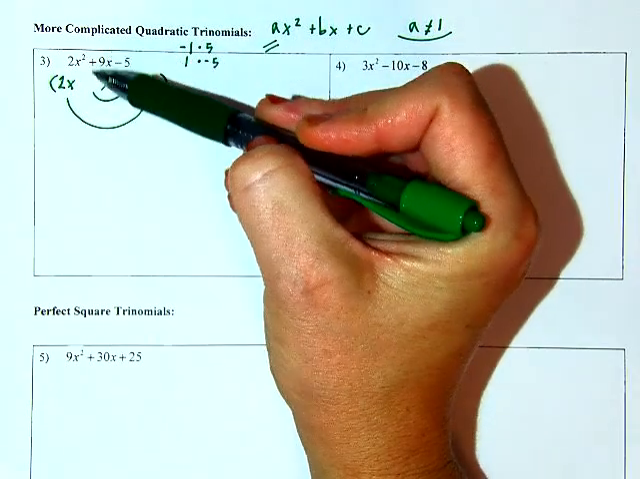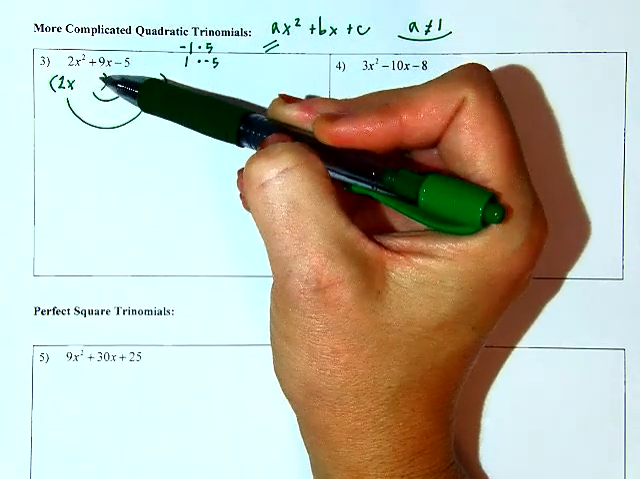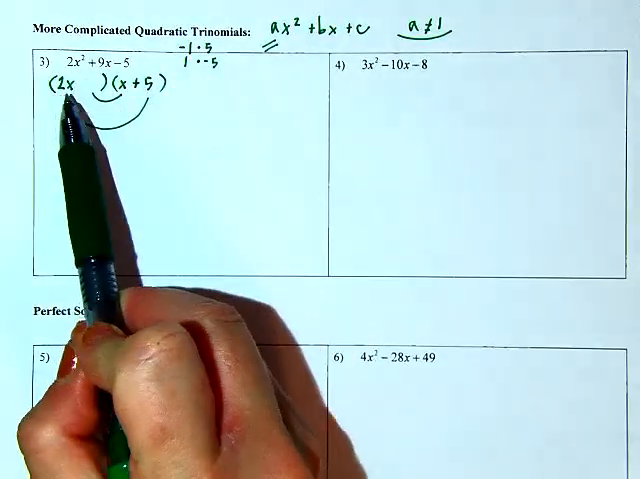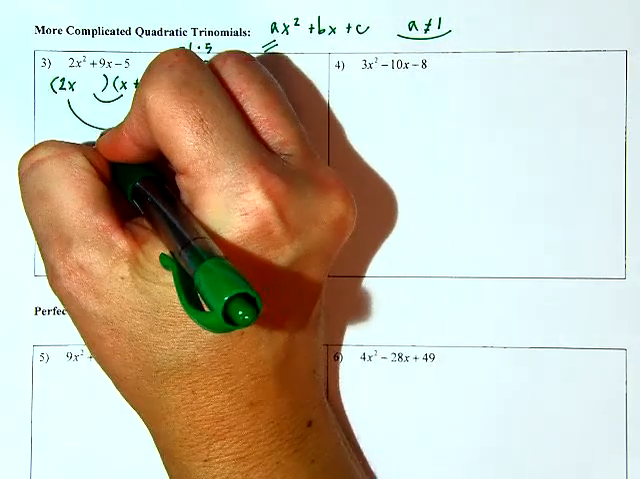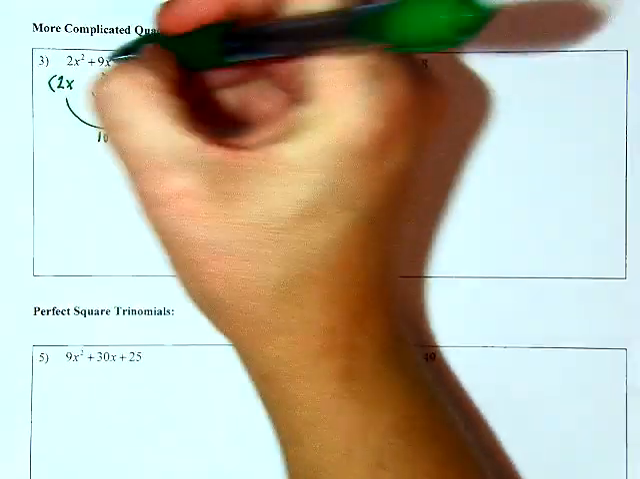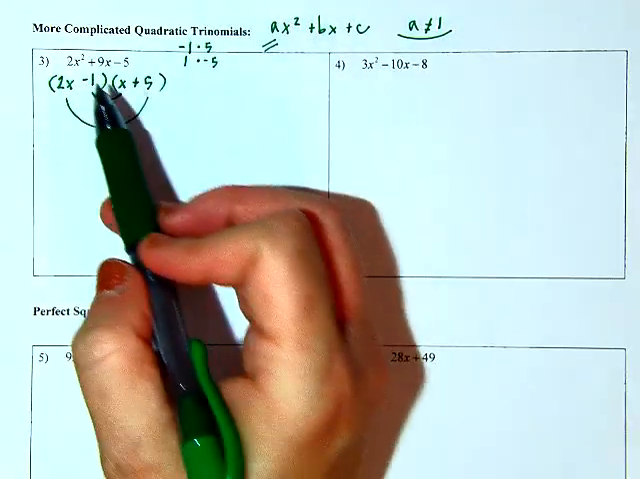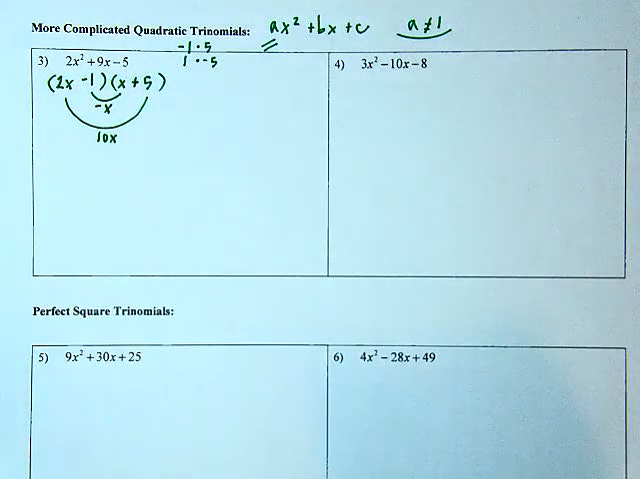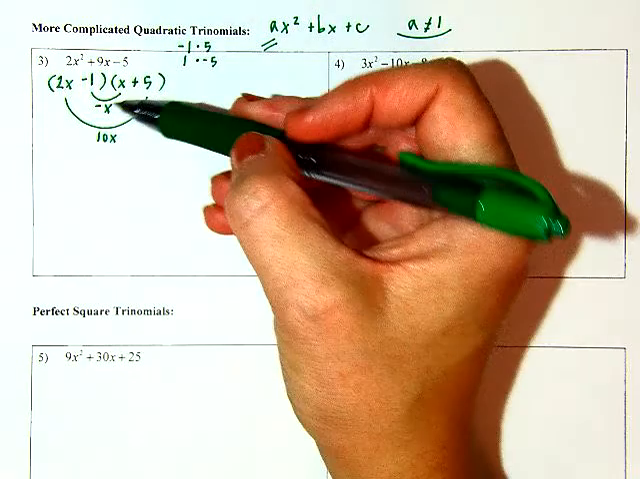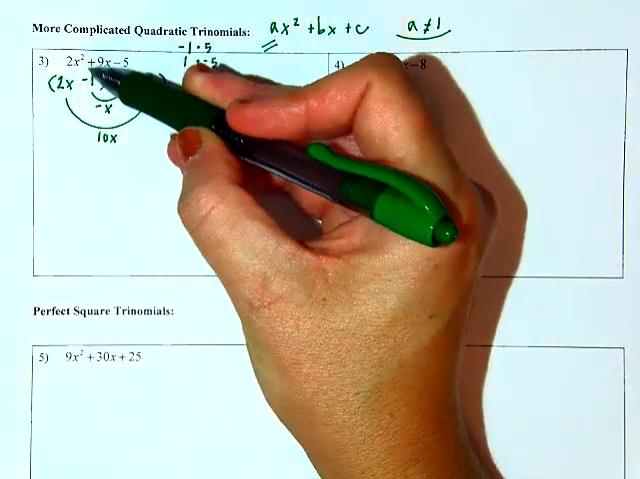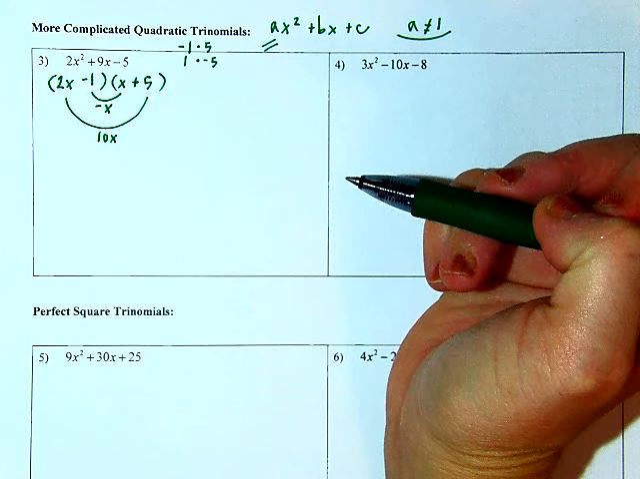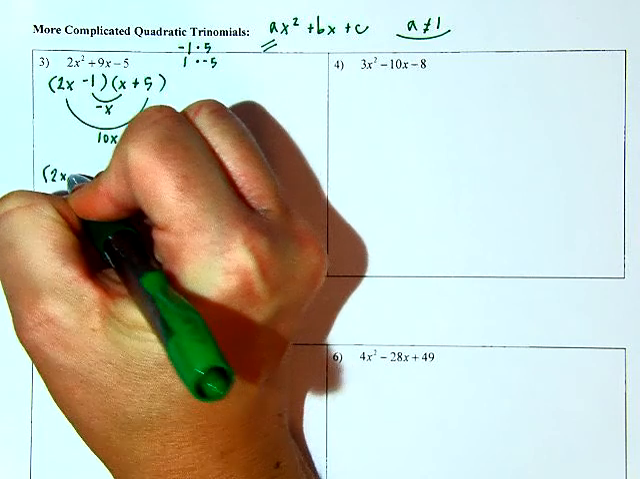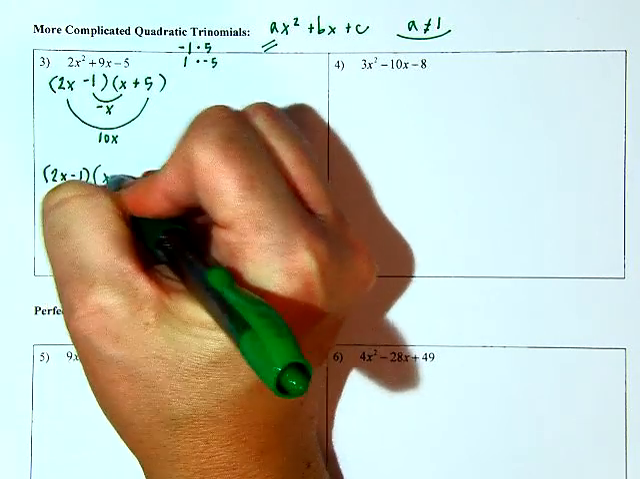So if I need to get a positive 9x, I should see that right here would have to be the plus 5, because 2x times 5 would get me 10x, and then the negative 1 would go here, because negative 1 times x would be minus 1x, or negative x, right? It's the same thing. And if I add those together, that would take me back to the 9x right there. So using this guess and check method, I'm able to get there pretty quickly. I got 2x minus 1 times x plus 5.